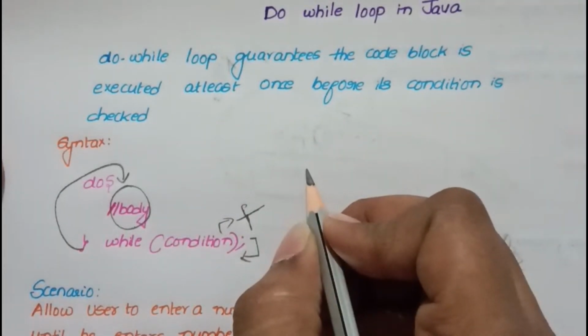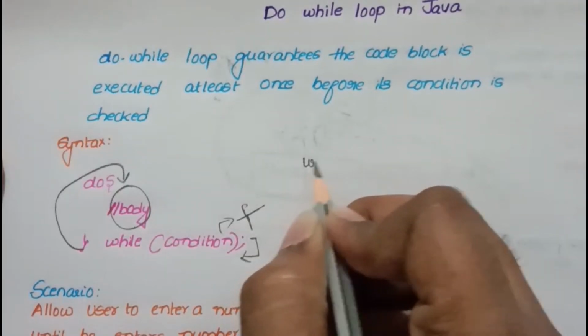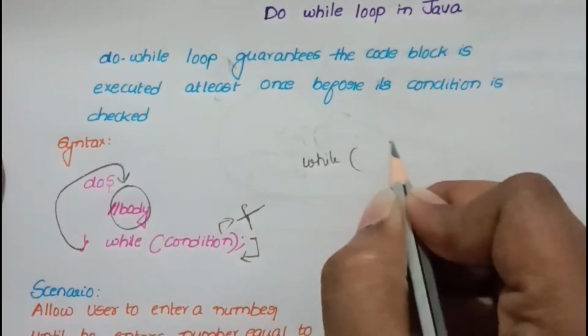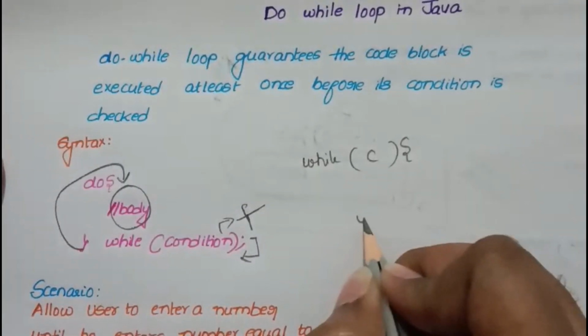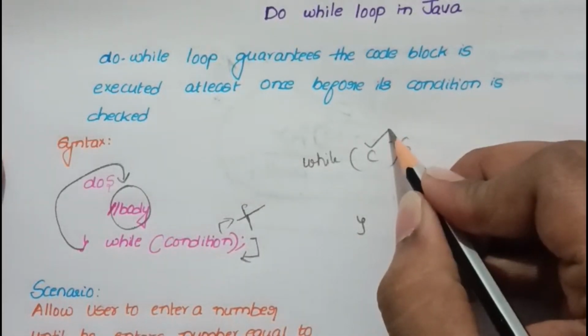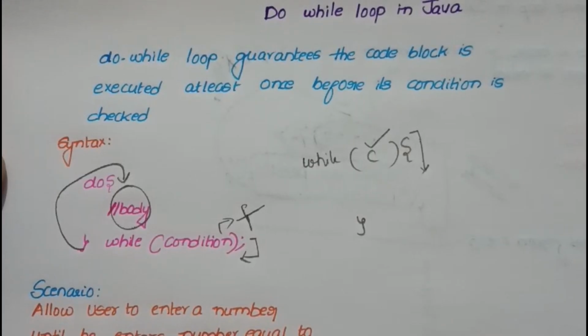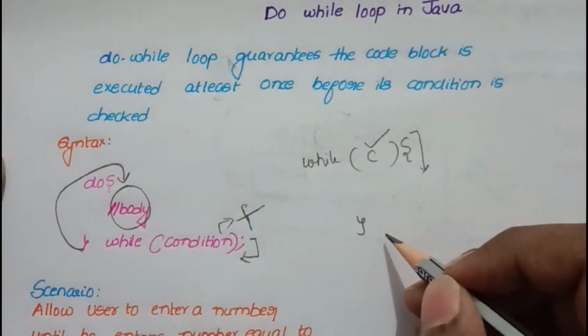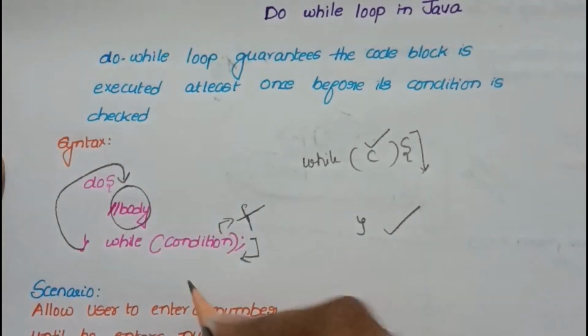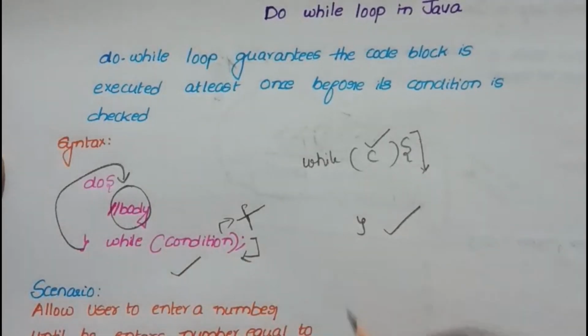If you have seen how the while loop works, while and we place the condition here. If this condition is true, then only we will enter this block. Whereas in the do while loop, first we will execute a block and then we check the condition. So the while loop is an entry controlled loop and the do while loop is an exit controlled loop.